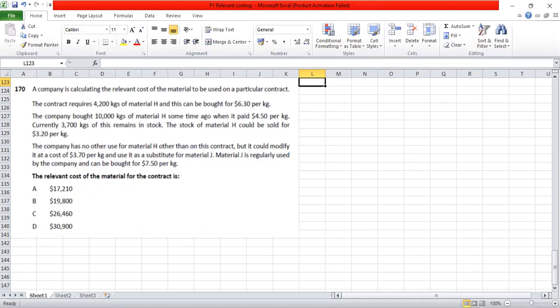The company has no other use for material H other than on this contract, but it could modify it at a cost of 3.70 per kg and use it as a substitute for material J. Material J is regularly used by the company and can be bought for 7.50 per kg. The relevant cost of material for the contract is.